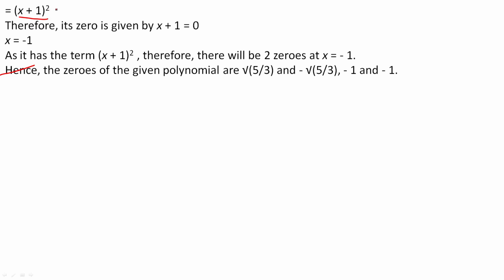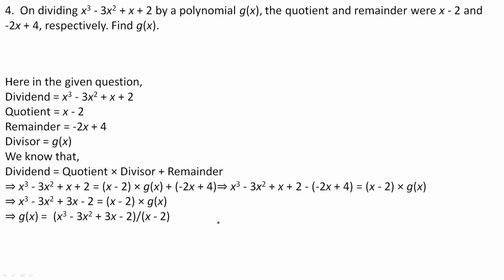That means (x plus 1) into (x plus 1). So x plus 1 is equal to 0, or x is equal to minus 1. As it has the term (x plus 1) the whole square, therefore there will be two zeros. One is x is equal to minus 1. Hence the zeros of the given polynomial are minus 1 two times, you have to write here, 1, minus 1, and root of 5 by 3 and minus root of 5 by 3. These are the zeros of the given polynomial.